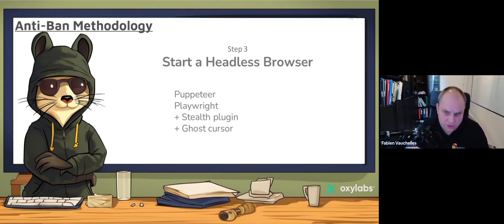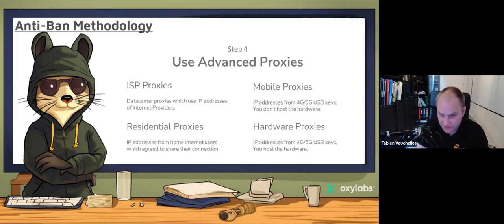And now, if it's not working, perhaps we are using only data center proxies. So we need to introduce other types of proxy. There are many types of proxy like ISP proxy, residential proxy, mobile proxy, hardware proxy. So what is an ISP proxy? An ISP proxy is like a data center proxy, but they don't use IP addresses from the data center. They use IP addresses which are rented from mobile providers, carrier providers, internet providers. So the IP range is mixed between real IP addresses.